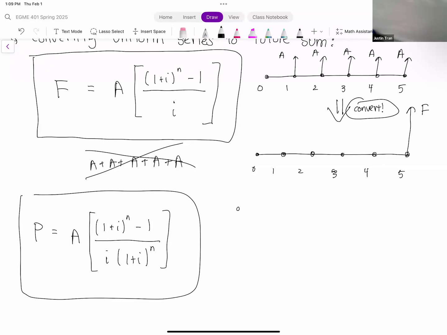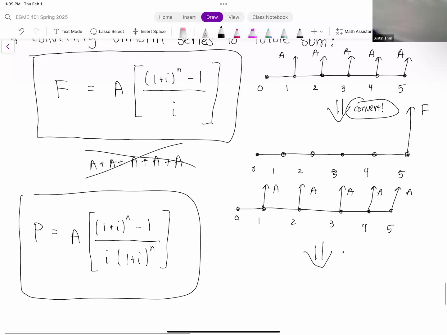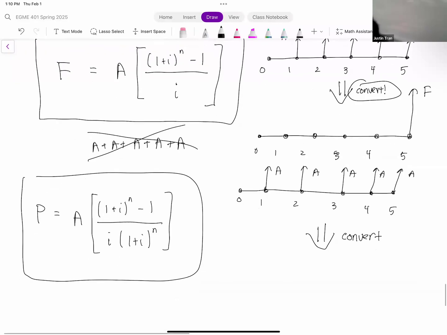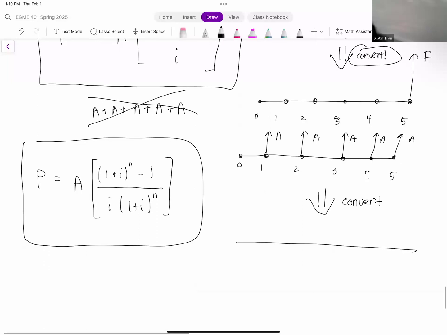And so let me visualize this for you just so you can see it. Okay. So just like above, we're going to start with the uniform series amount. Each of these have a value of A. And then by plugging that A into this formula, we get the equivalent amount, but not in the future, but in the present day.